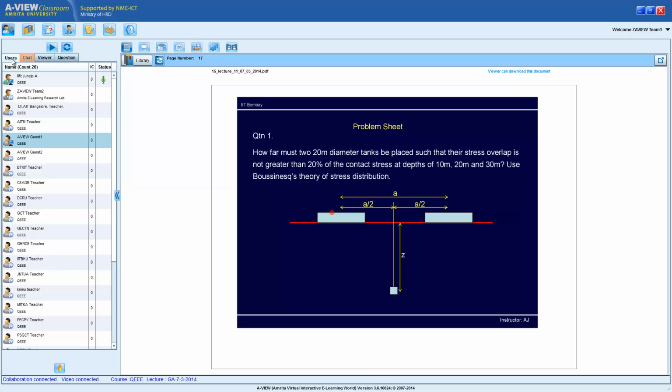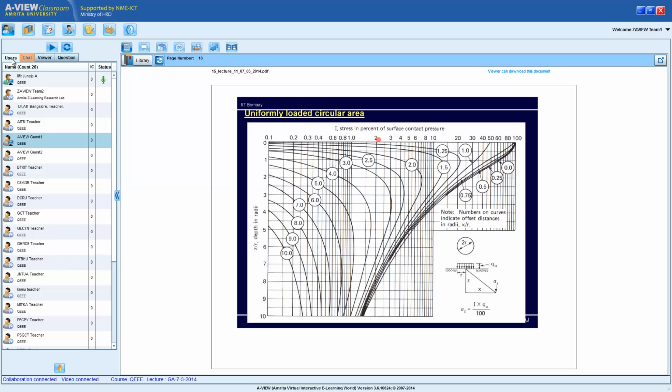I want you to try this at home. I will go to the next slide, which shows the chart that would be useful for this particular question. Remember, it's a circular footing. You're asked to find out what x is. Everything else is given. The influence value is given, and it should not be more than 20%. Both z and r are given.